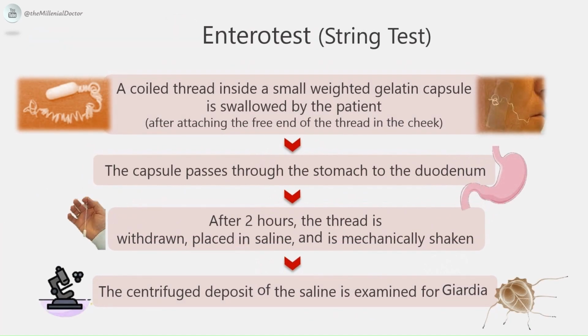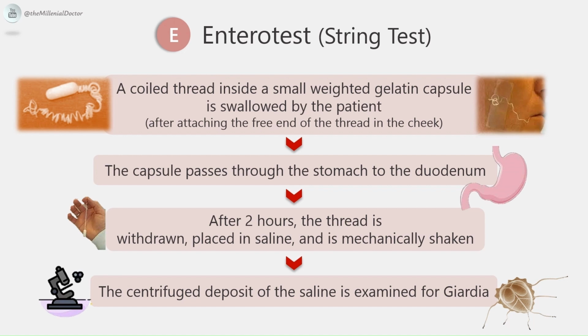Then the entero test or the string test. This is a useful method for obtaining duodenal specimen. A coiled thread inside a small weighted gelatin capsule is swallowed by the patient after attaching the free end of the thread in the cheek. The capsule passes through the stomach to the duodenum.